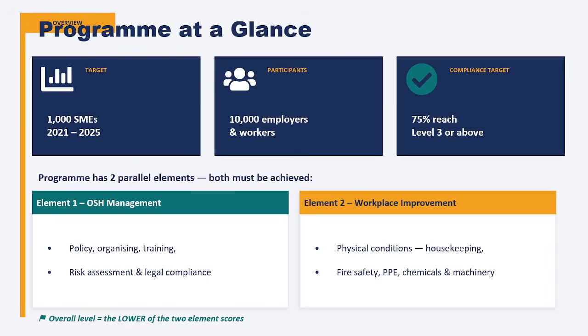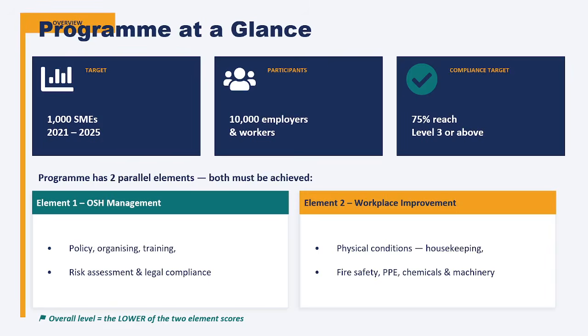So what exactly is the program? The targets are ambitious but realistic. Reach 1,000 SMEs over 5 years, engage 10,000 employers and workers, and aim for 75% of participating workplaces to reach level 3 or above. Now, the program has two parallel elements that every SME must work on simultaneously.